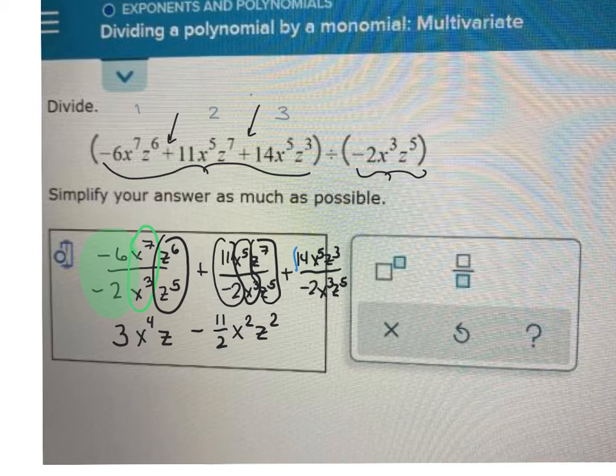Same thing for the last one. I have 14 divided by negative 2. 14 divided by negative 2 is negative 7. So the plus negative just becomes a minus. x to the 5th, x to the 3rd. I subtract those exponents, I get x squared.